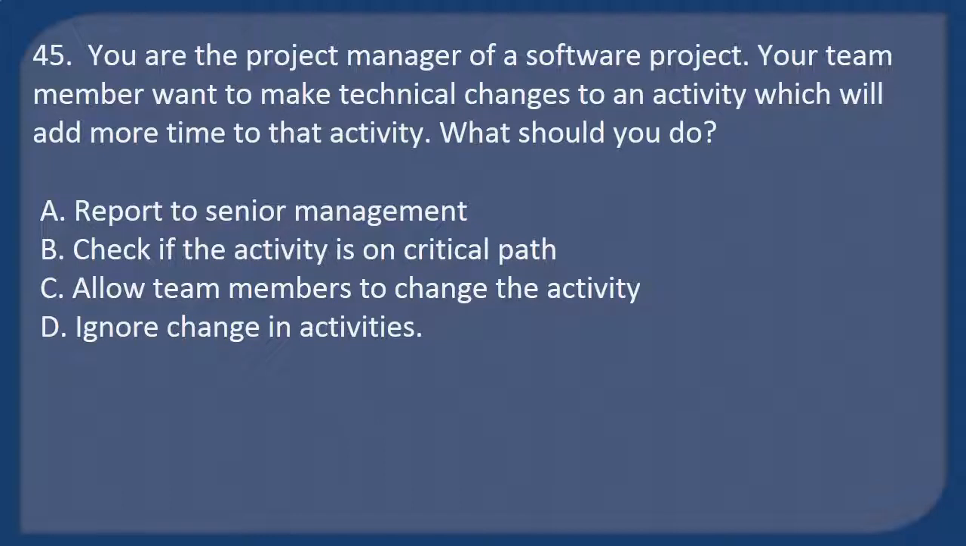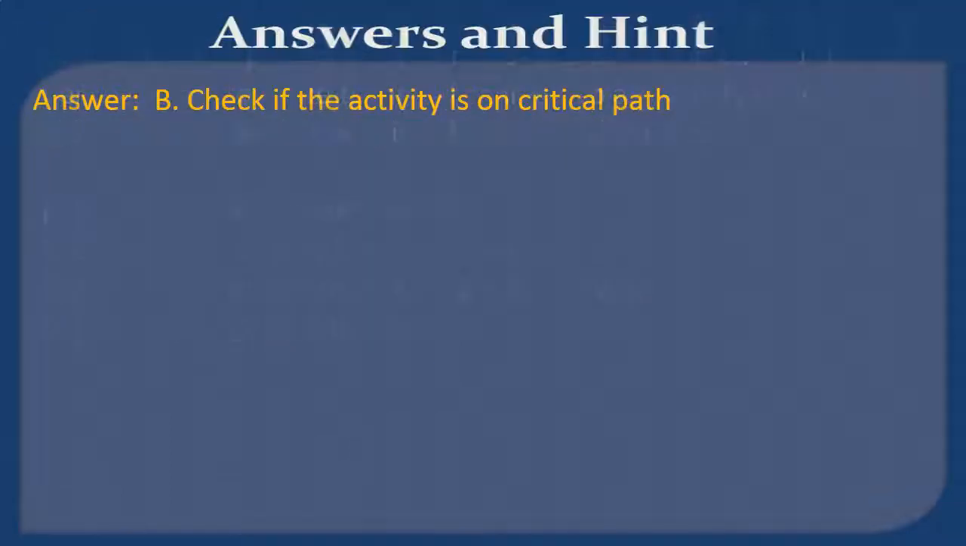Your team member wants to make technical changes to an activity which will add more time to that activity. What should you do? A. Report to senior management. B. Check if the activity is on critical path. C. Allow team members to change the activity. D. Ignore change in activities. Answer: B. Check if the activity is on critical path.